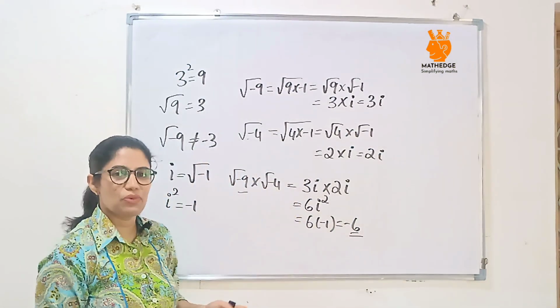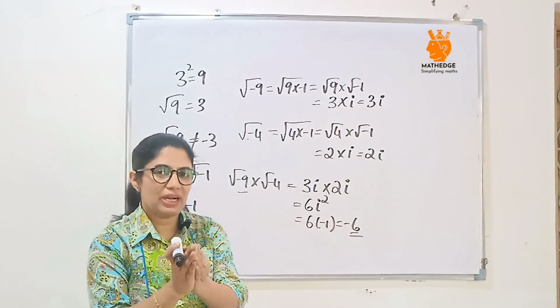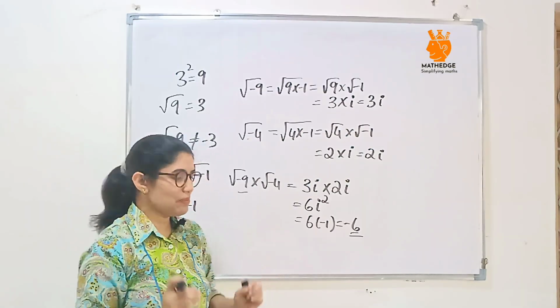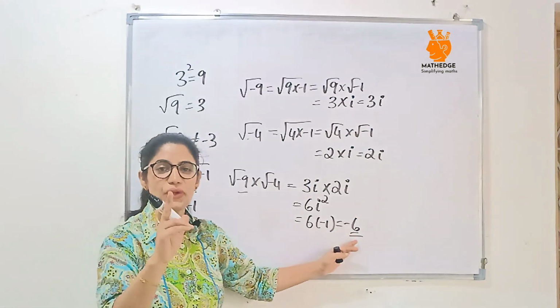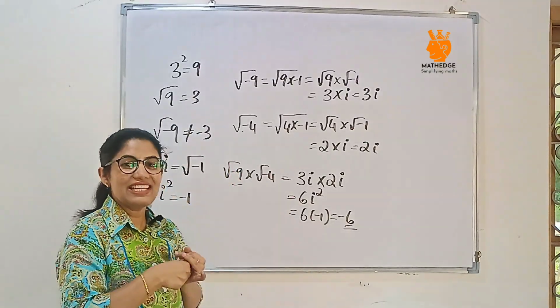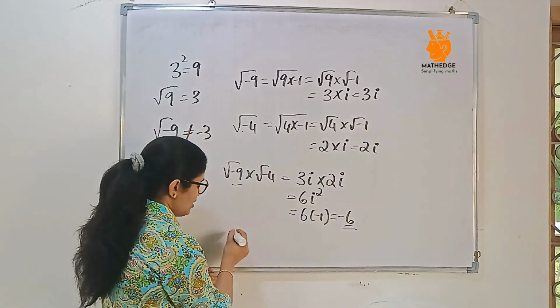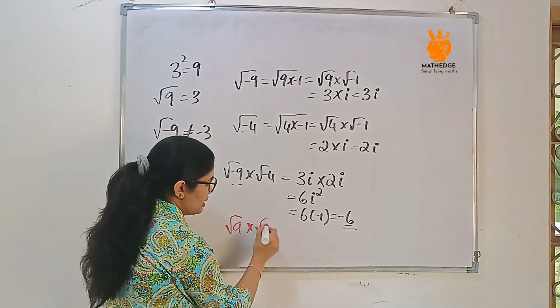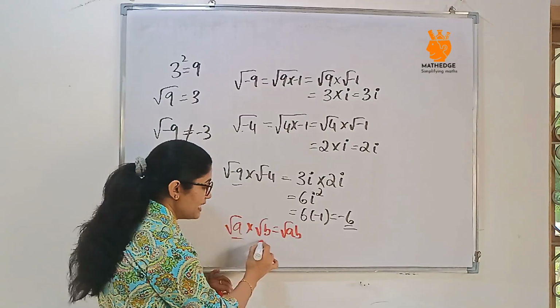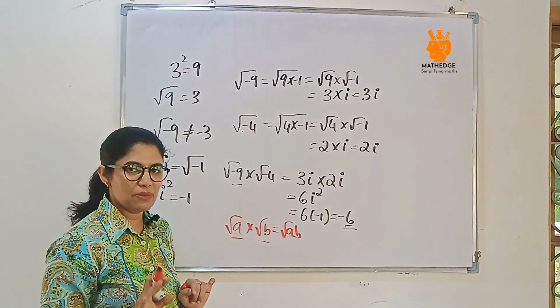So this is the right approach to solve the problem square root of minus 9 times square root of minus 4. If you multiply this, you will get minus 6, not root 36. So why did this happen? Because square root of a into square root of b is always square root of ab, but it does not work for negative real numbers. You need to keep that in mind.